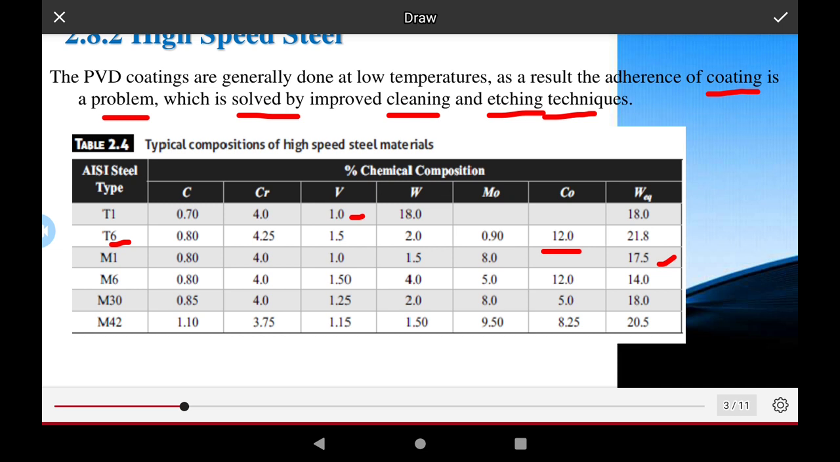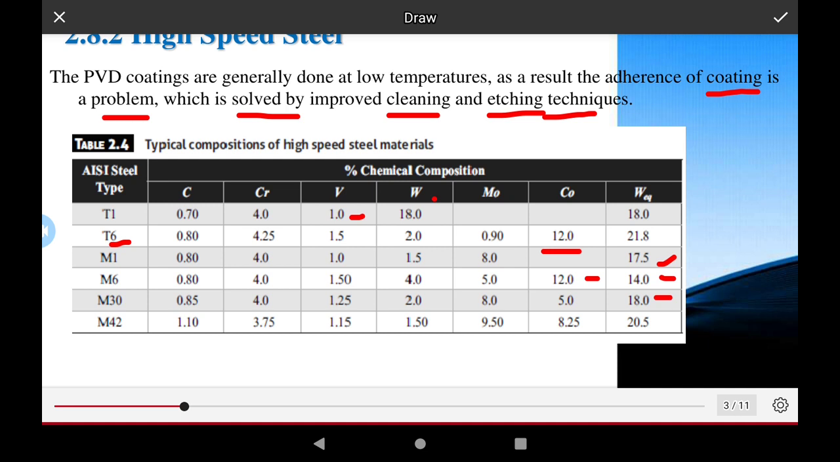M6 is also considered for the material. The chemical composition is carbon 0.8%, chromium 4%, vanadium 1.5%, tungsten 4%, molybdenum 5%, cobalt 12%, and equivalent tungsten 14%. M30 is also considered: carbon 0.85%, chromium 4%, vanadium 1.25%, tungsten 2%, molybdenum 8%, cobalt 5%, and equivalent tungsten 18%.